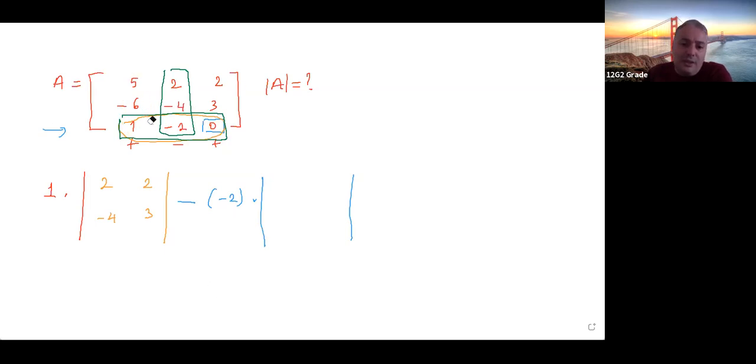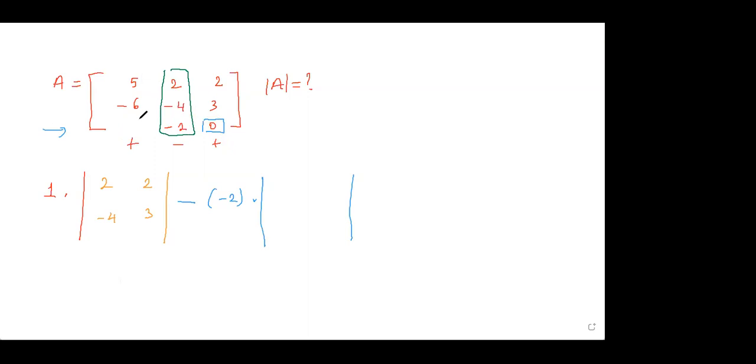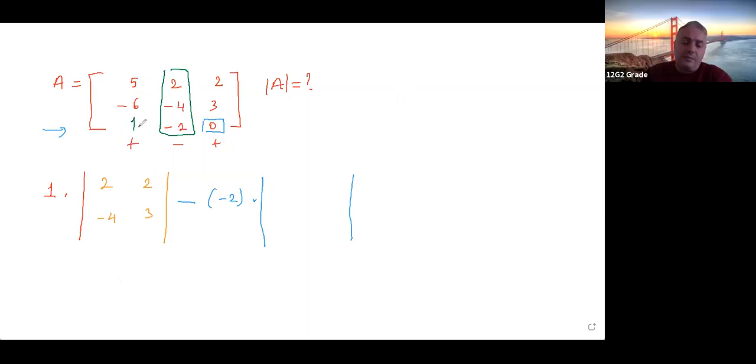Let me just clean this up to understand better. What was that number? It was 1, since I have opened it. So the remaining one, when I close this, is 5, 2, 5, 2, -6, 3. And then plus 0 times determinant of something, but no need to write. Why? 0 times any number will be 0. But if we want to write, close this, so 5, 2, and -6, -4.